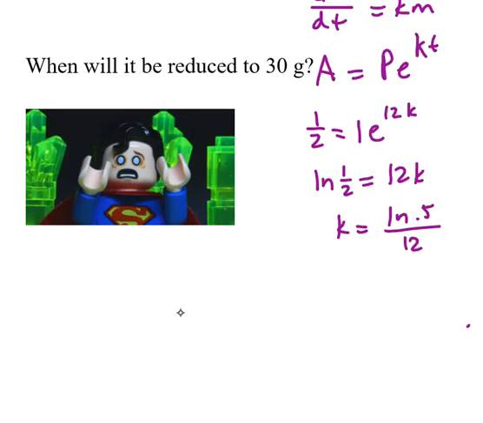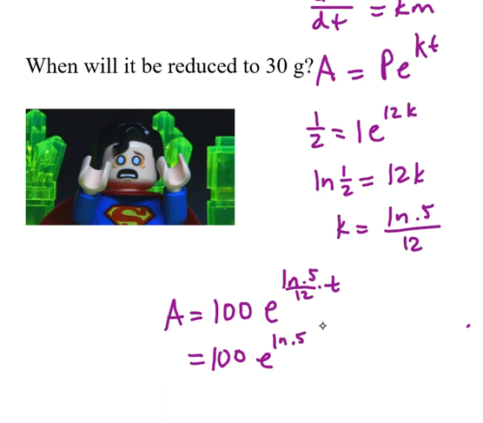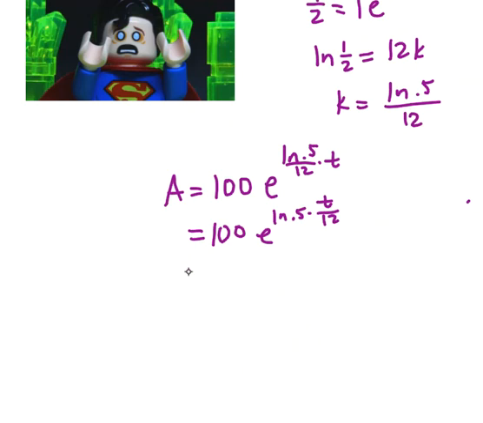Now I've got a is equal to 100. That's that initial value. And then e to the ln of 0.5 over 12 times t. I'm going to do a little math magic with my exponent rules here. Now, instead of adding, I have terms that are multiplying. I'll write this as ln of 0.5 and t over 12. Go with me. Multiplication is commutative and associative. I can rearrange that to my heart's content.